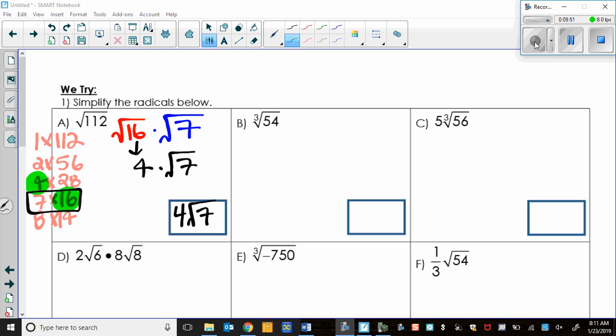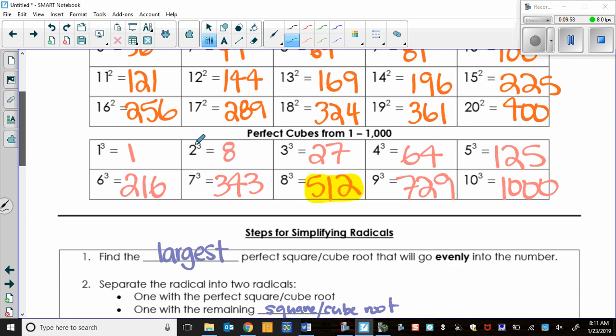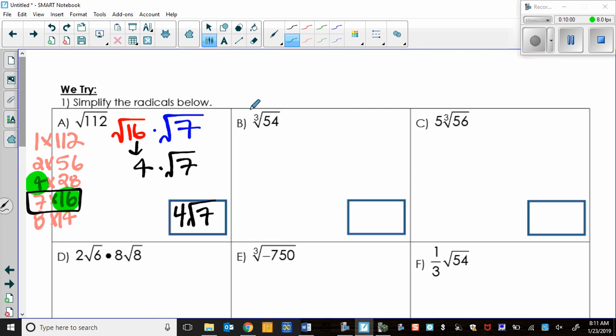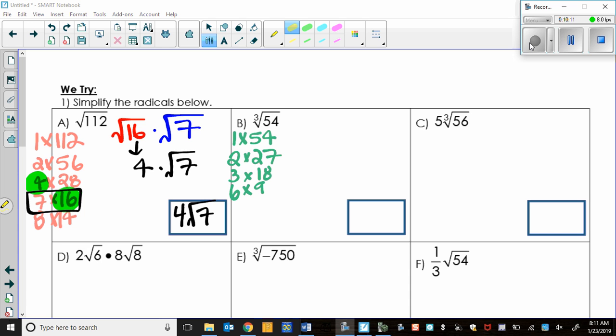So then we're going to look at B, which is the cube root. So now we're looking at different types of numbers. We're looking at, again, the salmon color numbers here on my list. So we're going to go ahead and try to figure out all the different ways to get 54. All right, so here's my list. So now all I have to do is determine which of these is my highest perfect cube, because we have the index 3 in our radical. So 1 is a perfect cube, but might not be the biggest. 2 is not, 3 is not, 6 is not, 27 is, but 54 is not.